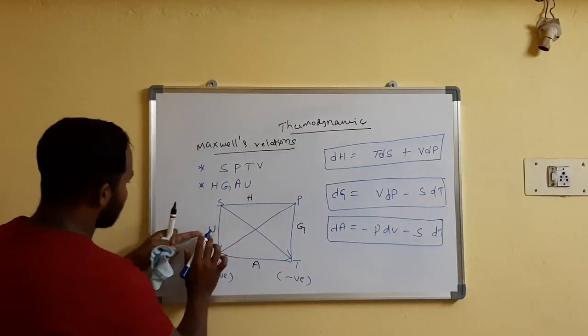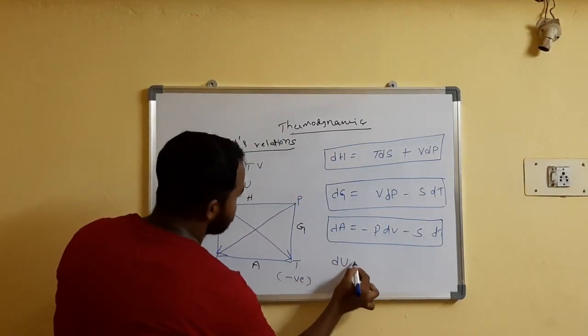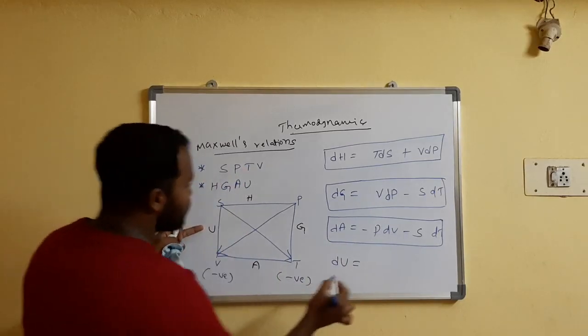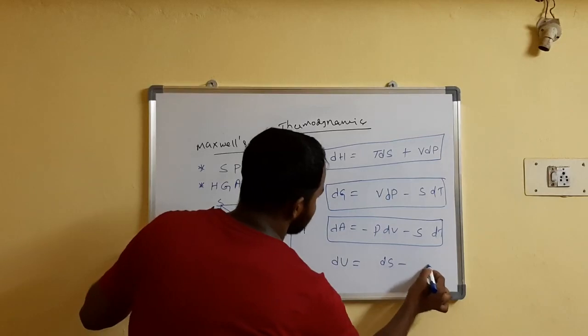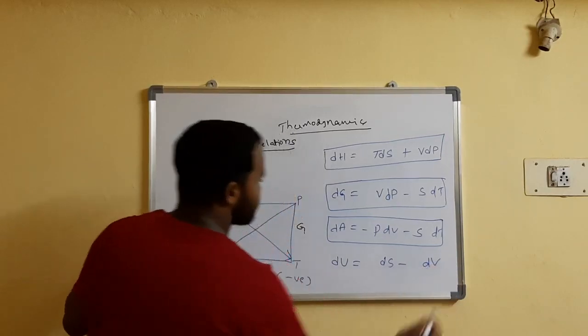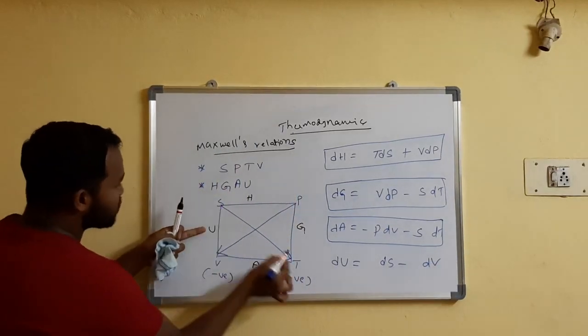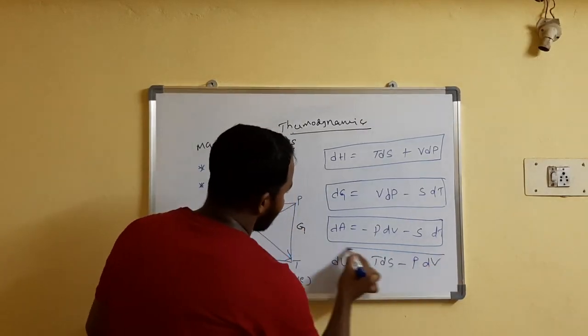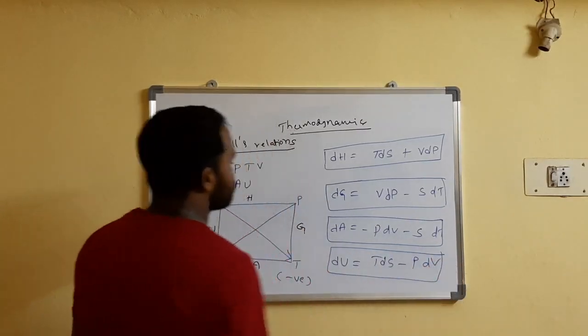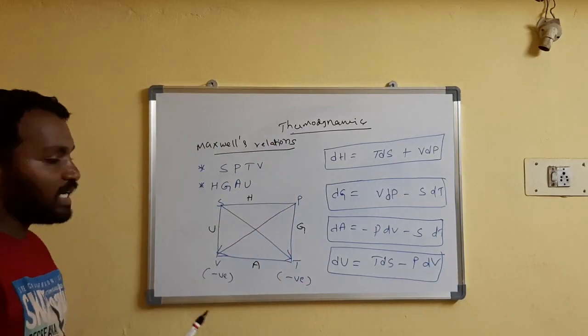So we have one more relation. What is dU, right? dU is equal to what? It is in between S and minus V, right? That is minus dV I am writing. Fine. So S is from T and V is from P. Just like this you need to remember. So all these are the Maxwell equations.